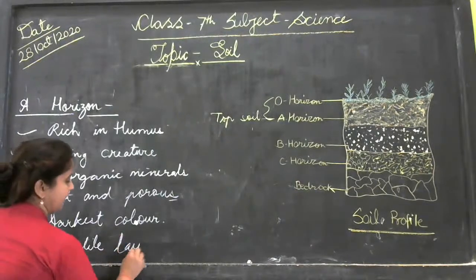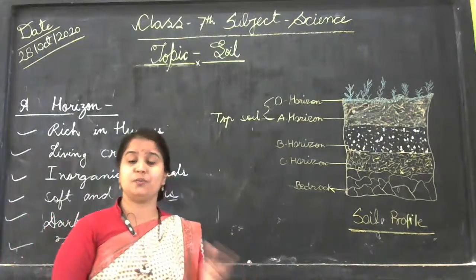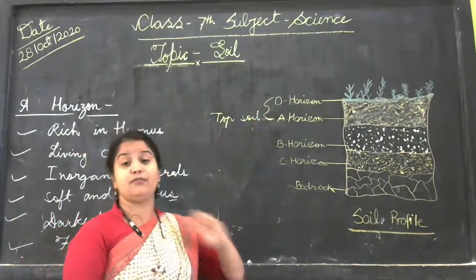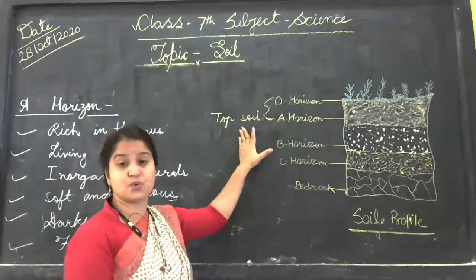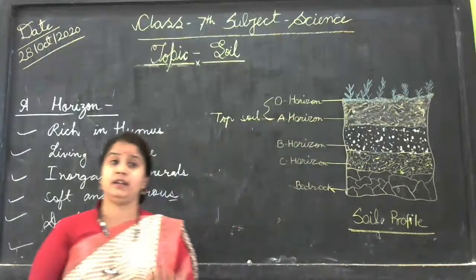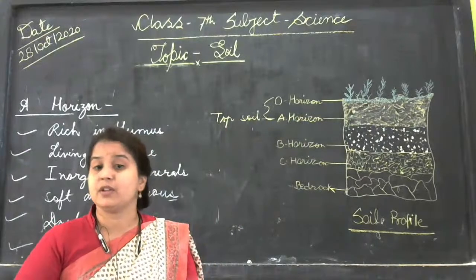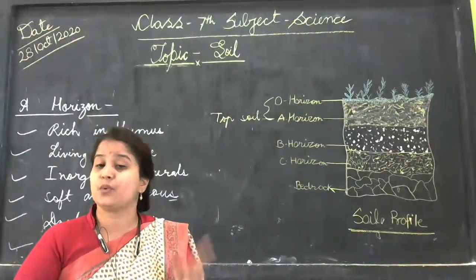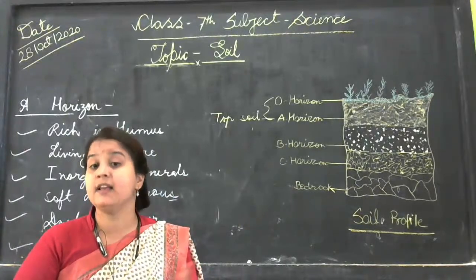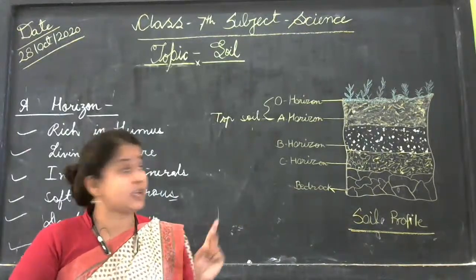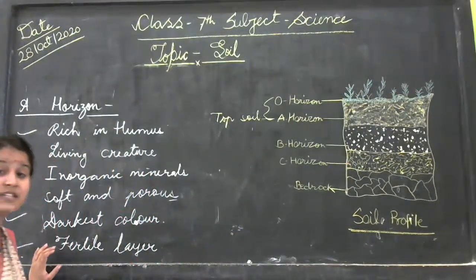Fertile layer. So students, it's very common that the A and O horizons both consist of humus. If we combine these two horizons, they form the topsoil. And what's the quality of both these horizons? Both horizons are very fertile. Living creatures are present in both types of horizons, and both are rich in humus.